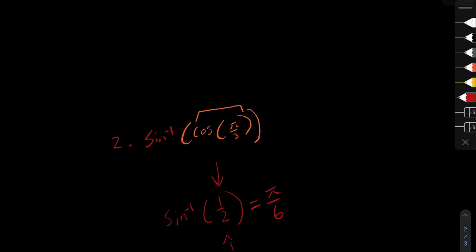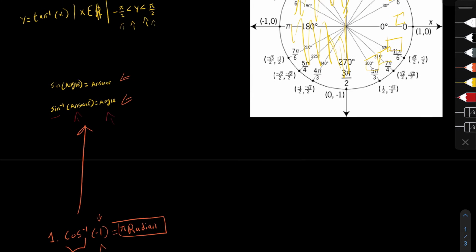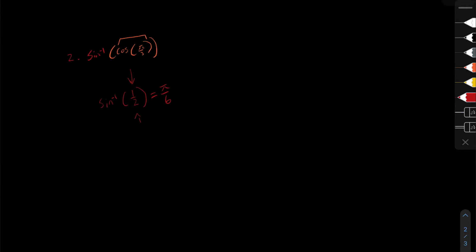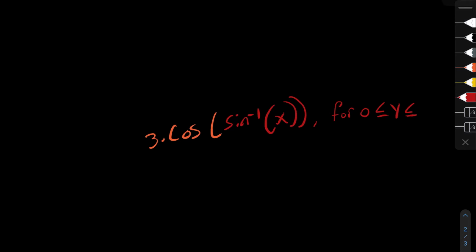Now, we have established how to do a sine inverse and a regular sine angle, and now we're going to do one last problem, which actually involves the Pythagorean theorem. In this last problem, we're going to be given cosine of sine inverse of x, over the restriction that 0 is less than or equal to y, which is less than or equal to pi.